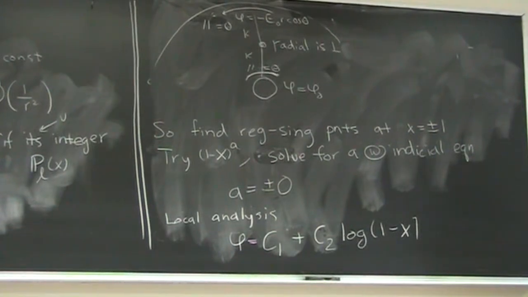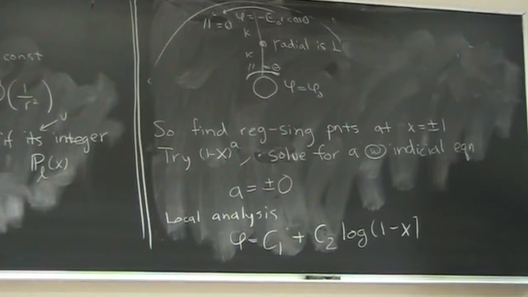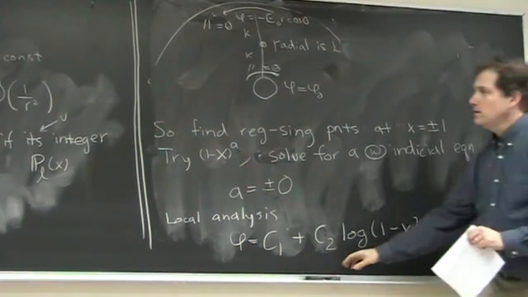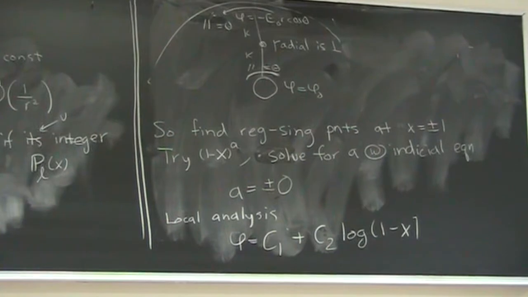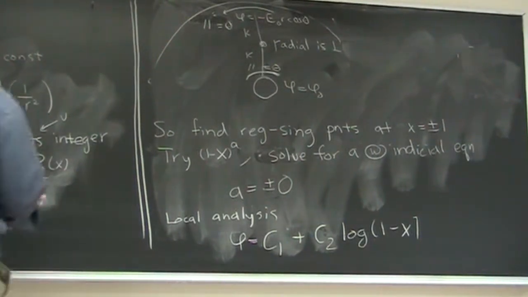So the singular point is at x equal 1. And so you plug in that. Okay? So you know that the local solution behaves like this. That's just coming from this differential equation. And similarly, let's keep it up.